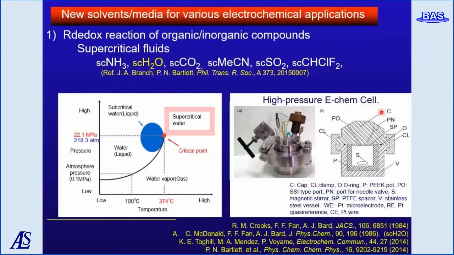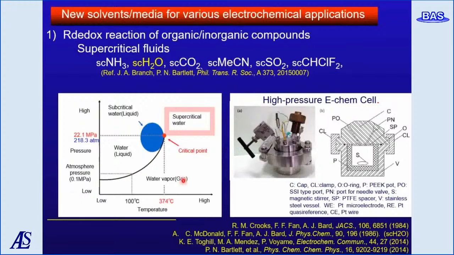I would like to change the subject and introduce you to new solvent systems. One of the new solvents is the supercritical fluid. There are 3 states of matter: solid, liquid, and gas, and they interchange depending on the temperature and pressure. Here is the phase diagram of water, which shows only the liquid phase and water vapor state.